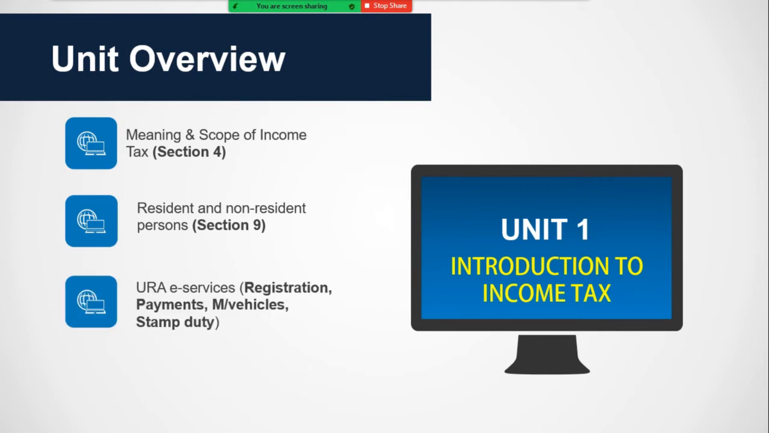Then we shall look at the URA e-services, very common e-services: registration of taxes, payment of taxes, motor vehicle search and registration, and then issues of stamp duty. Then we shall wind up this discussion with how to register for taxes in Uganda. In that discussion, we shall bring out issues of the tax identification number, or what you may call the TIN.